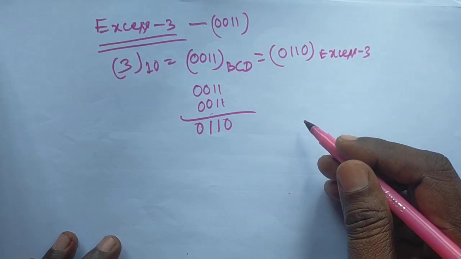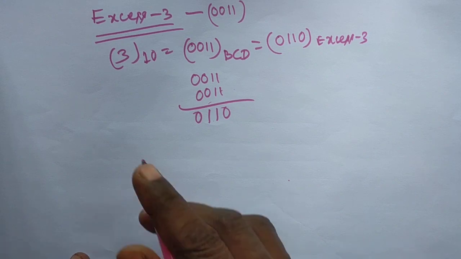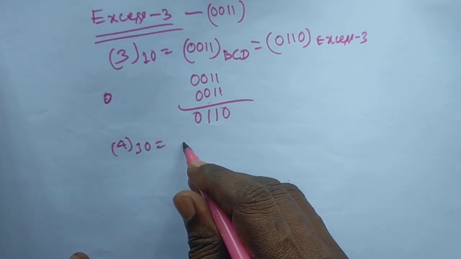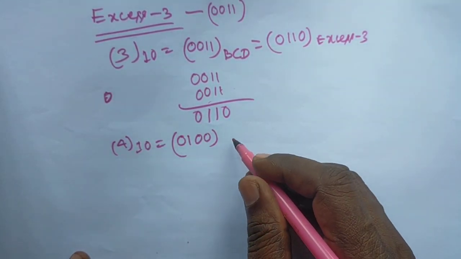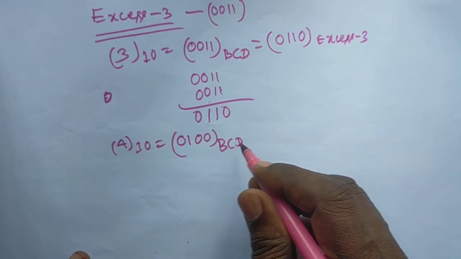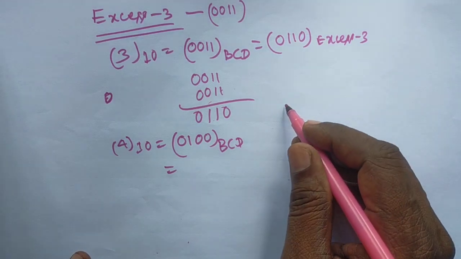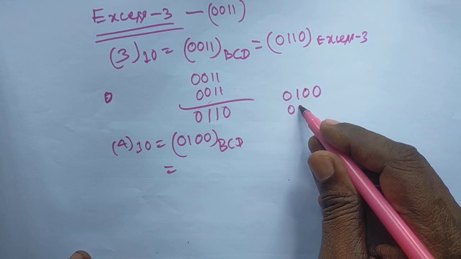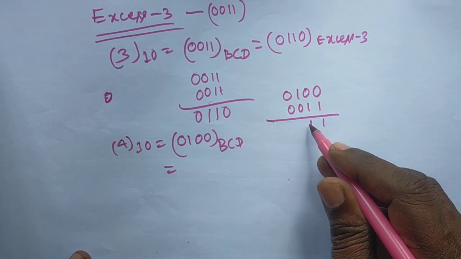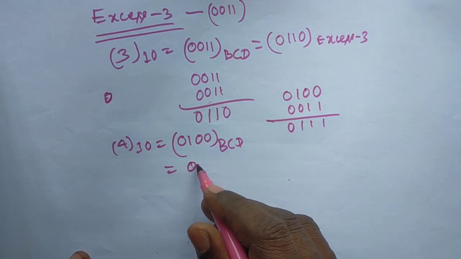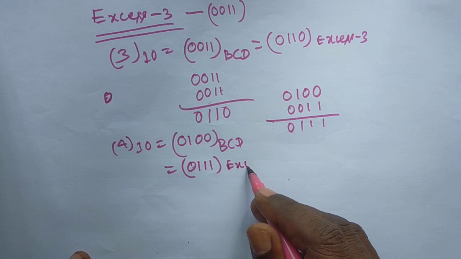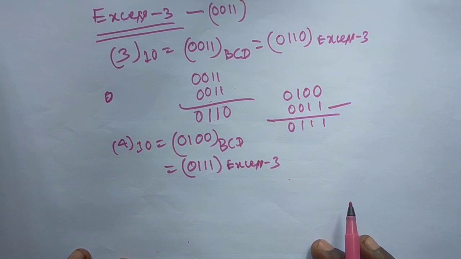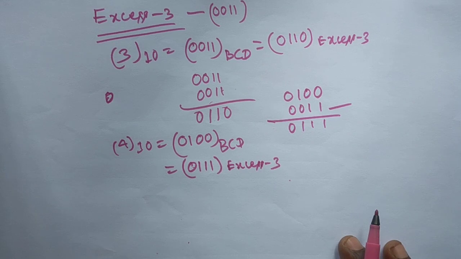Okay, Excess-3. Another example we can take, like 4. The BCD form of 4 is 0, 1, 0, 0. If we go through Excess-3, then what happens? 0, 1, 0, 0. Excess-3 means which one? This one we added, 0, 0, 1, 1. What is the number? 0, 1, 1, 1 is the Excess-3, like this. Very simple, we just add 3. If you add 3, then the corresponding Excess-3 number we can get.